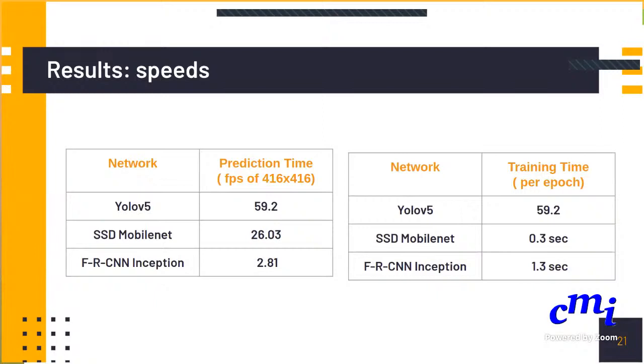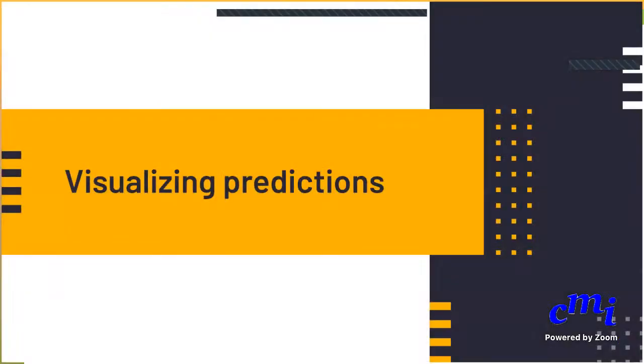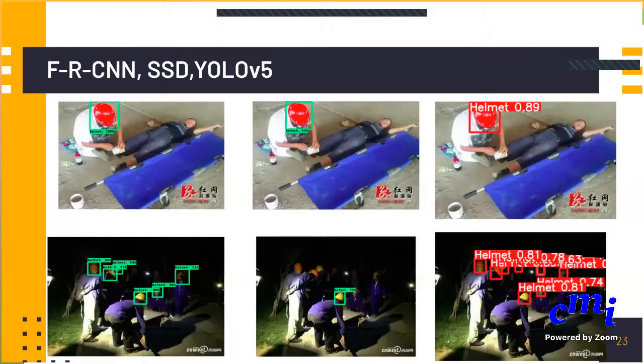So we kept going with it. Okay. So the visualization of the prediction. As you can see in these images, the first image is for Faster RCNN, the second is for SSD, and the third is for YOLO V5. As you can see, it is able to tell that it's a helmet with a better probability than the others.